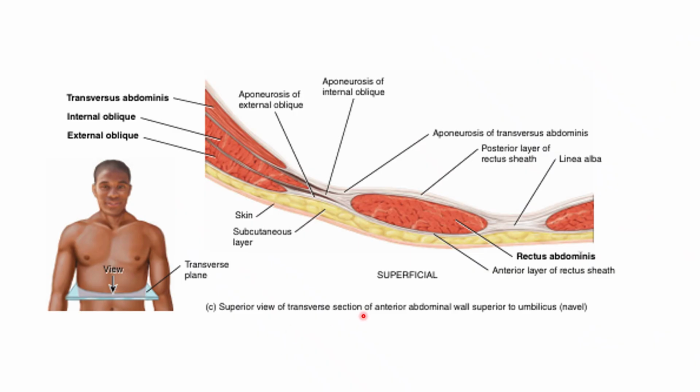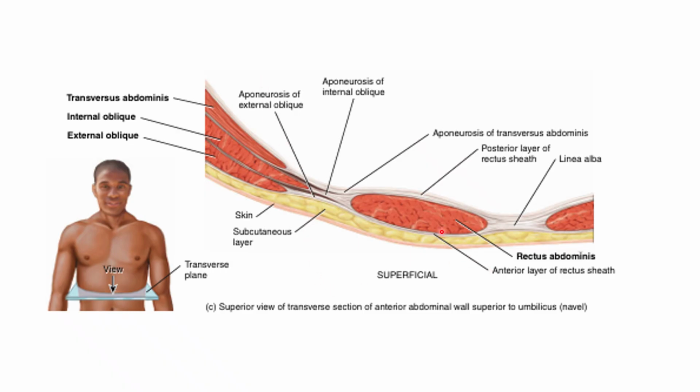This is a superior view of a transverse section of the anterior abdominal wall, superior to the umbilicus, the navel. These are the bellies we spoke about, the abs, rectus abdominis. Looking from above, this area here is superficial. That's rectus abdominis, and this here is the rectus sheath. We just studied that rectus abdominis is covered in the rectus sheath. This here is the aponeurosis of transverse abdominis. This here is the subcutaneous layer, and this is the skin, then aponeurosis of internal oblique and aponeurosis of external oblique.